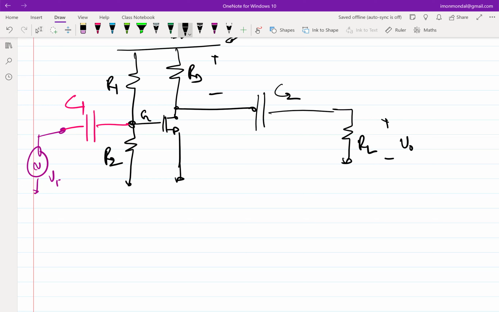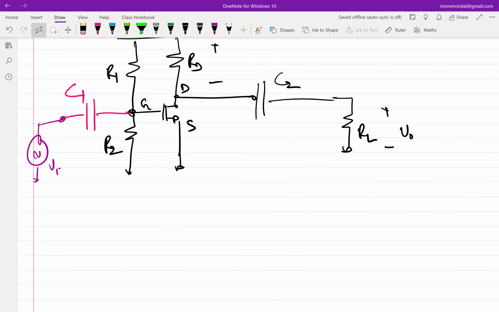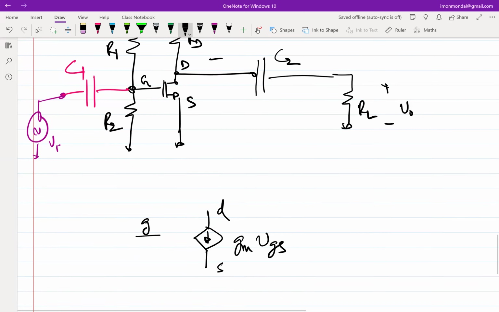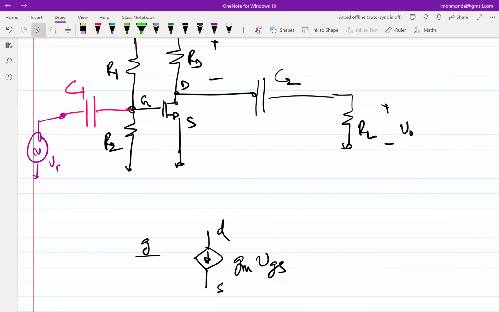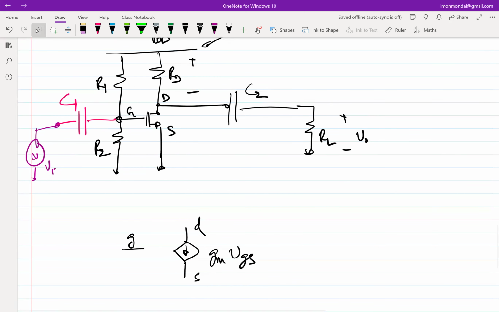So this is gate, this is drain, this is source. So I replace the MOSFET with its incremental equivalent. This is gate, this is drain, this is source. This becomes GM, that is Y21 of the MOSFET, times VGS. Okay, so this is as far as the MOSFET is concerned. Now we have to add all the things that are attached to it. So let's start from the gate side. So what should I connect to the gate?